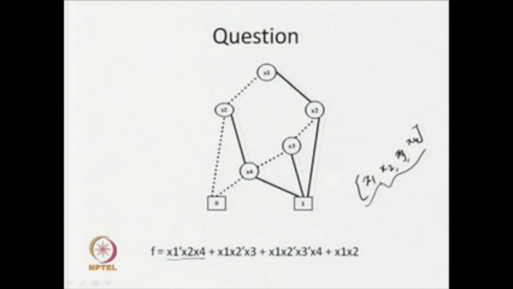Similarly, x1 x2 bar x3 will give me valuation 1, and x1 x2 bar x3 bar x4. So, this is another 1 valuation. So, this is the OBDD representation of this particular given function and you can check that none of the reduction rules can be applied over here. So, you can say that this is the ROBDD of this particular given function.